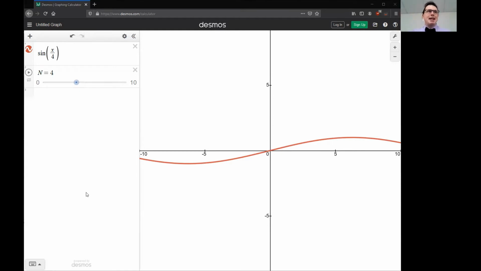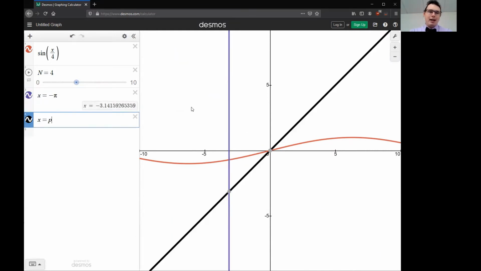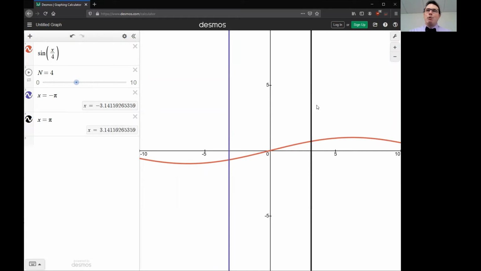For this first problem, I'm looking at the sine function, and I've got sine of x over 4. When I make a Taylor series approximation, when I make a Taylor polynomial, I need to specify what values of x I'm interested in. So for this problem, I'm going to be looking at x between negative pi and pi. My approximation can do whatever it wants outside of those bounds. I just want it to be accurate inside this interval.